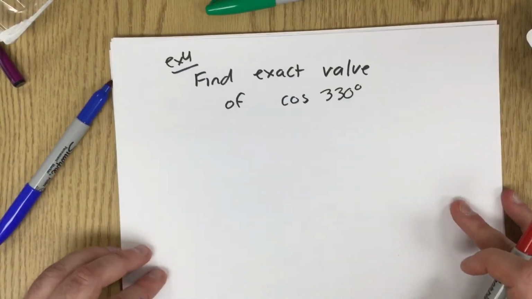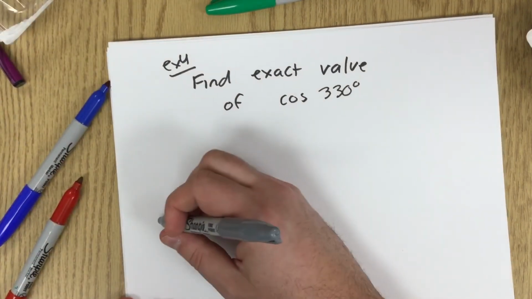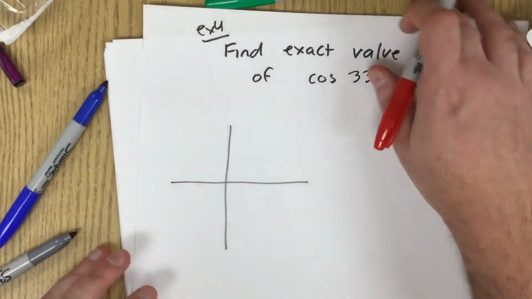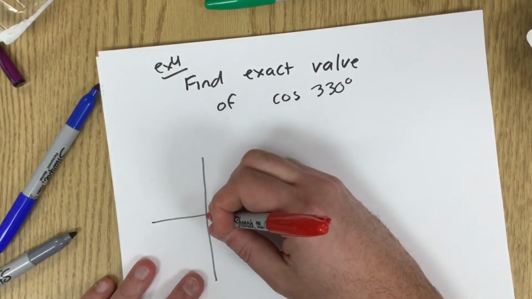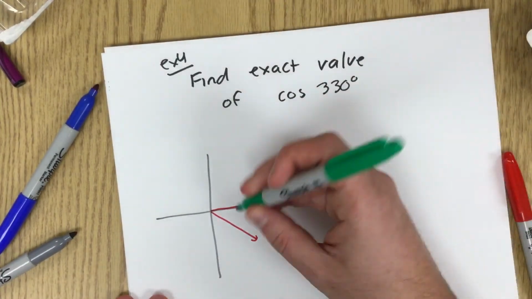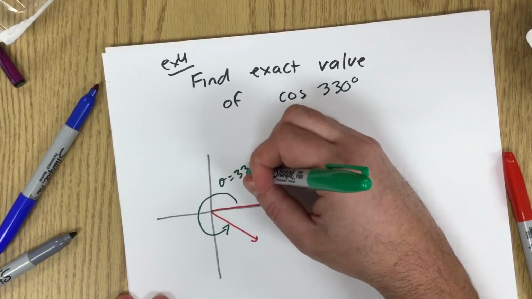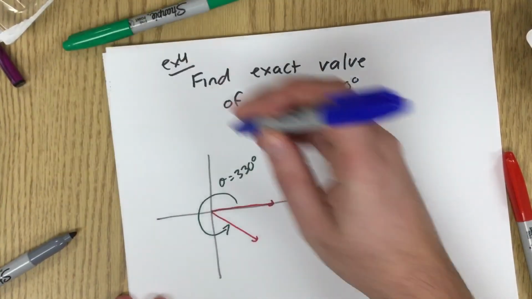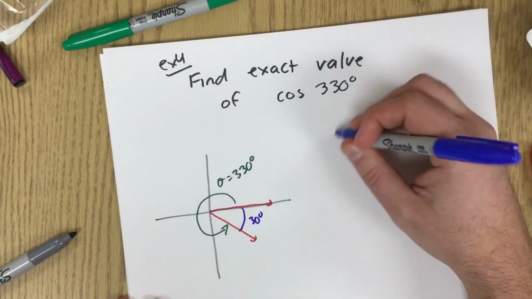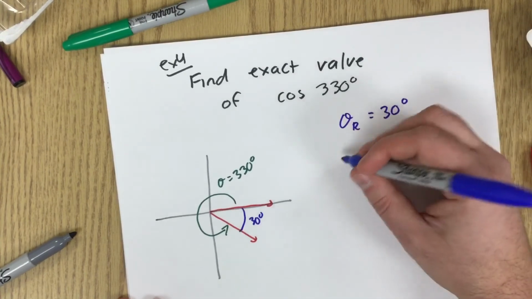We'll do one last example. Find the exact value of cosine of 330. You could try this yourself. There's nothing special here. That's in the fourth quadrant. It's 330 degrees. Our related acute angle is over there. That's going to be 30 degrees. The related acute angle is 30 degrees.